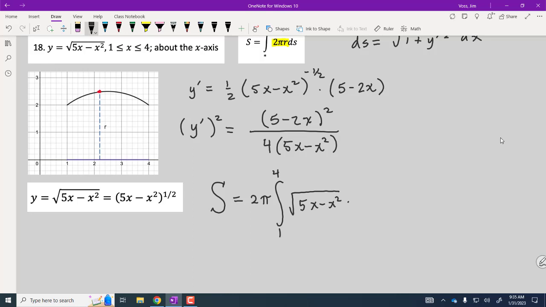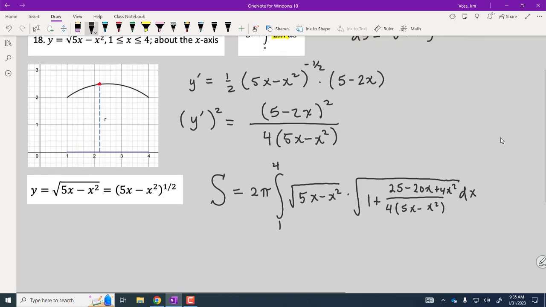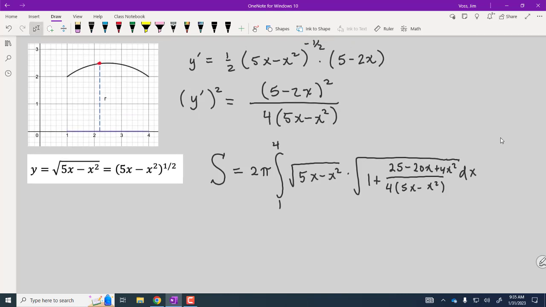And then that gets multiplied by the square root of 1 plus the derivative squared. Well, we already did that right in front of us, right here. So I'm just going to put this in. And then dx. And the numerator, we're going to have to FOIL that out. That's going to be 25 minus 20x plus 4x squared. So there is our seemingly miserable integral.